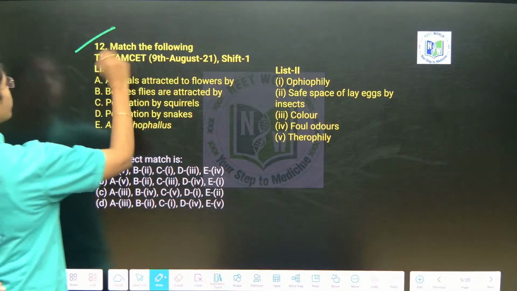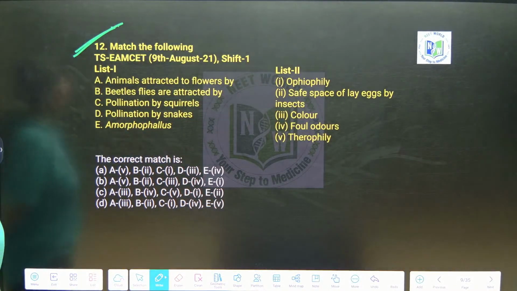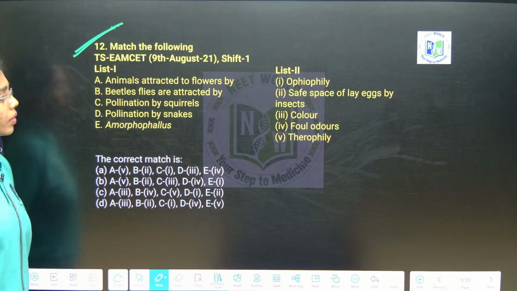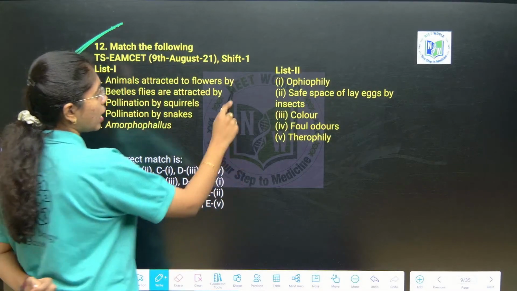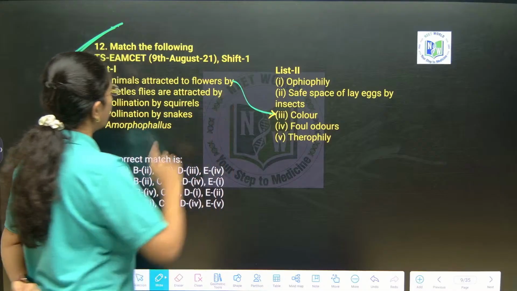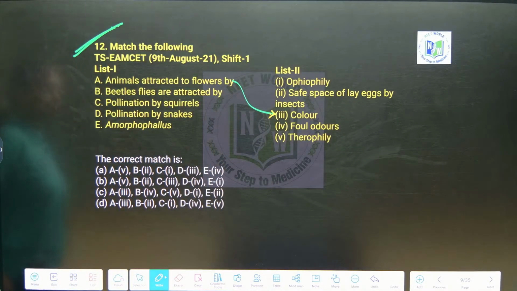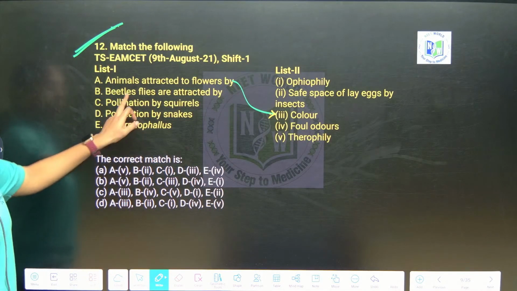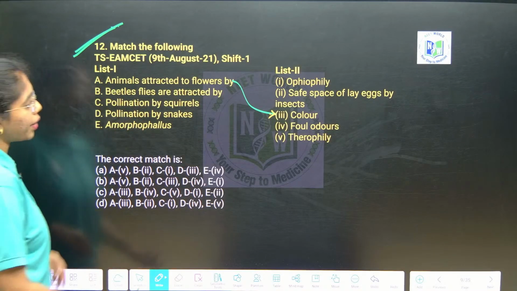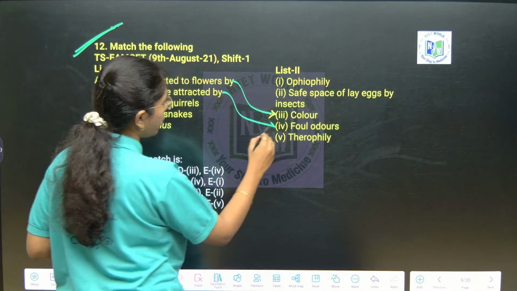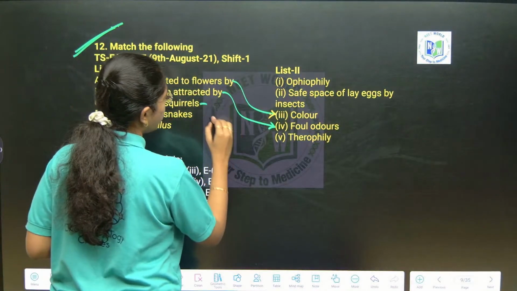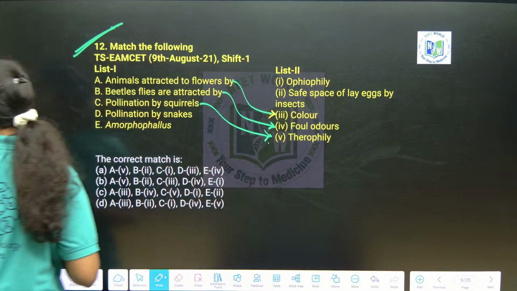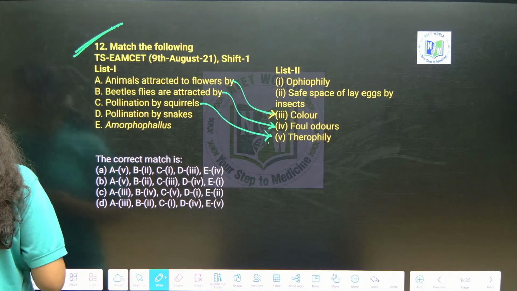Next, 9th question, match the following type of question. Animals attracted to flowers by color. Next, flies are attracted by what? Foul odor. Flies are attracted by foul odor. Pollination by squirrels is known as what? Therophily. Okay, pollination by squirrels is known as therophily.